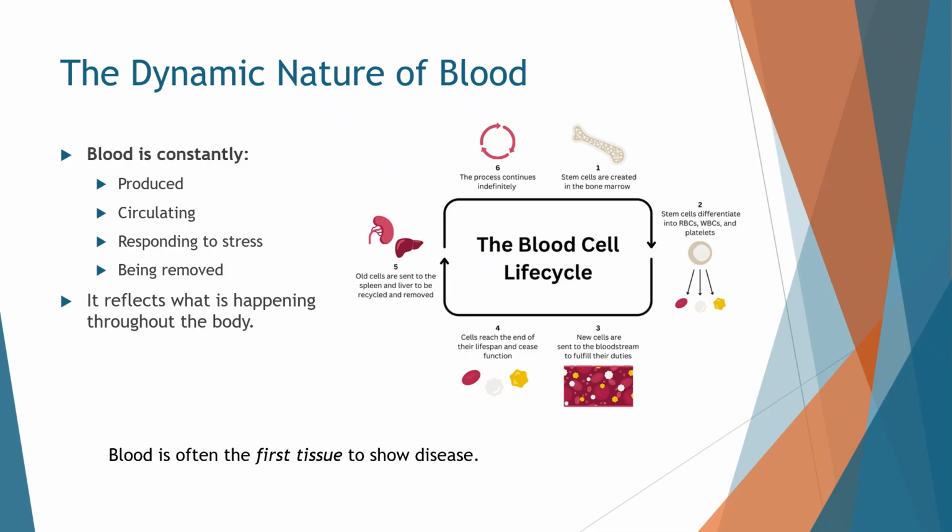And this is why blood is often the first tissue to show disease. If the body is stressed, infected, inflamed, hypoxic, or failing somewhere else, hematopoiesis adjusts almost immediately. Bone marrow responds, production changes, cell proportions shift, and morphology starts telling a story. In many ways, blood acts like the body's early warning system.